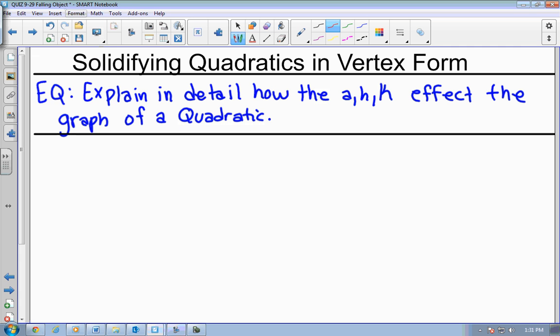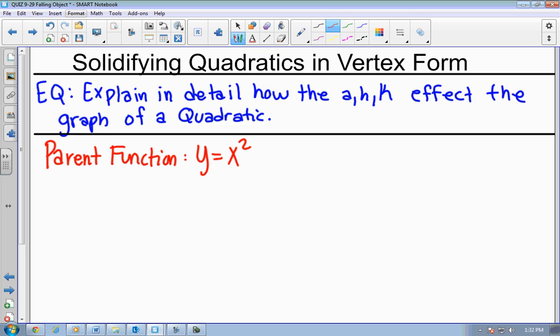Okay, the parent function. Raise your hand. Who remembers what the parent function can tell us? Raise your hand if you remember. Oh, we got one. Yes, thank you. Is that the same as f of x equals x squared? Yes. When we put f of x, that means it's a function.